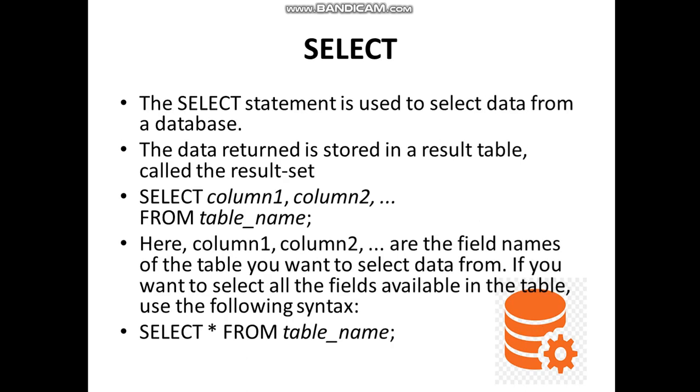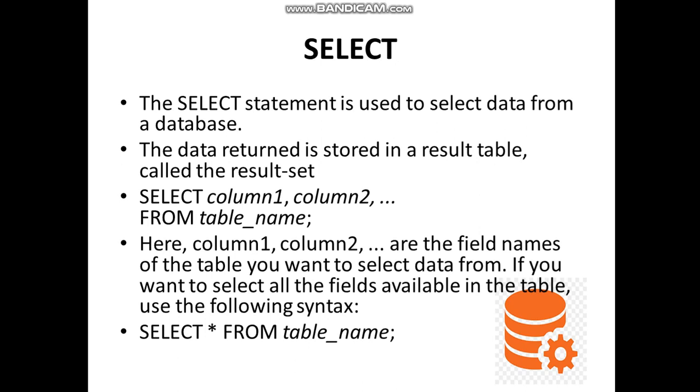The select statement is used to select data from a database. The data returned is stored in a result table called the result set. For example, the syntax is select column 1, column 2 from table name. Here column 1, column 2 etc. are the field names of the table you want to select data from. If you want to select all the fields available in the table, use the following syntax. Here you have to write star. So you'll write select star from your table name, and it will select all the column names.